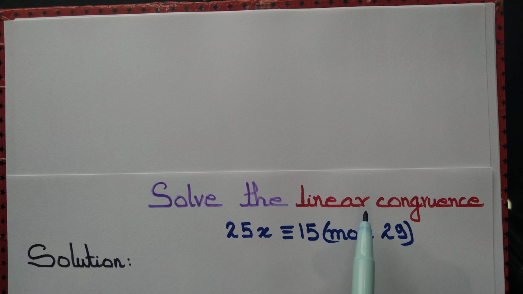Let's solve the linear congruence 25x is congruent to 15 mod 29. Well, that's a linear congruence. There is no quadratic term or cubic term and so on.